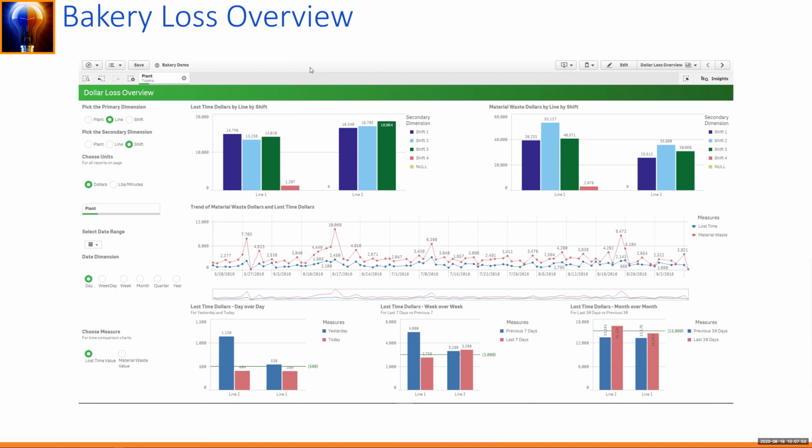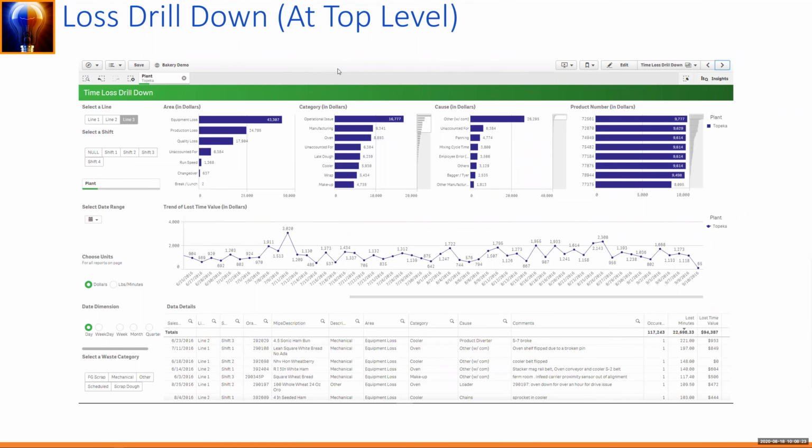Are we getting better or worse? And we could see that in either dollars or pounds and minutes for material waste and lost time. And that was very good. It really helps for some of the changeover meetings and so forth, or some of the big boards, and having conversations around what the performance looked like for that current day, for the week and so forth. But it again was at that top level. So what we did was we then provided a drill down.